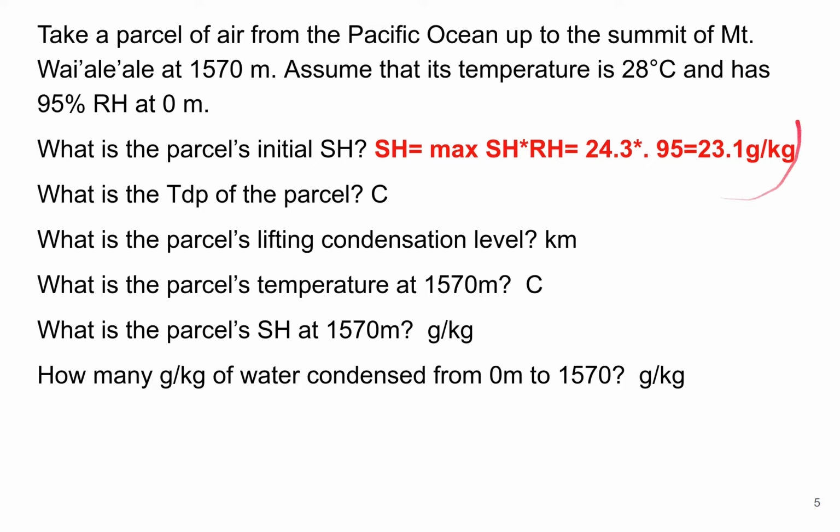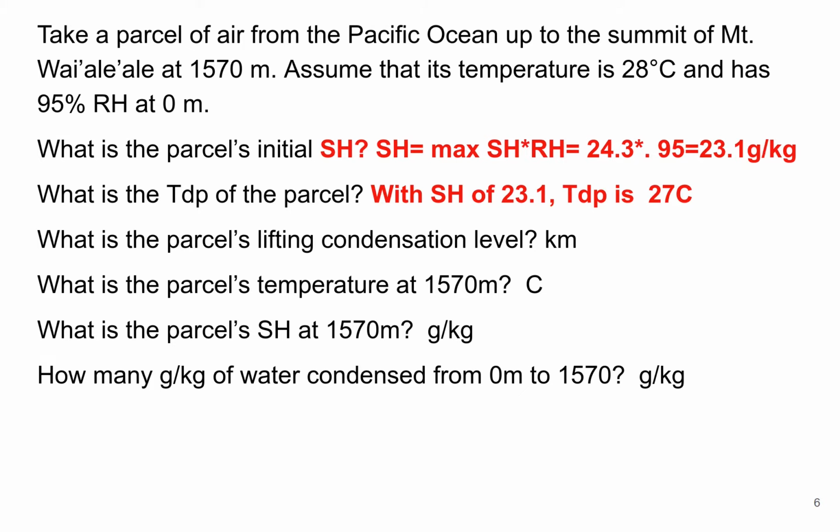So then we take that 23.1 grams per kilogram, we look it up on the chart of maximum specific humidity, and we get a dew point temperature of 27 degrees. So the parcel's at 28. The dew point temperature is 27 degrees, so that's a difference of 1 degree, so it's going to have to go up 0.1 kilometers. The starting temperature minus the dew point temperature, 1 degree.